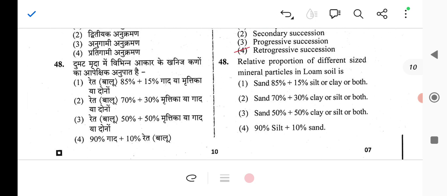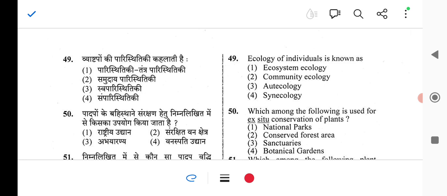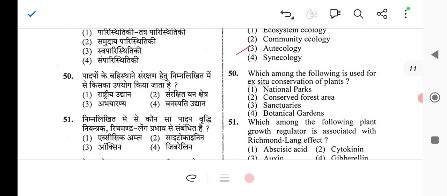Next is relative proportion of different sized mineral particles in loam soil. So this answer, if you find, you can write in the comment box. I am leaving this for you. Next is, ecology of individuals is known as autecology. Next is, which one of the following is used for ex situ conservation of plants? So for ex situ conservation of plant, it is botanical garden.